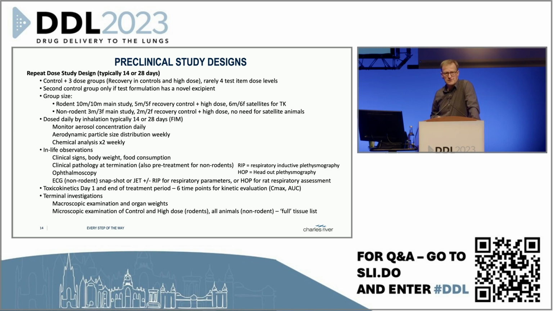For the non-rodent, typically this is 3 male, 3 female, with 2 male and 2 female recovery, again in your control and high dose. No need for satellite animals for non-rodents. The treatment period is generally for 14 or 28 days to match your clinical duration. And again, routine measurements of aerosol concentration, particle size, and chemical analysis.